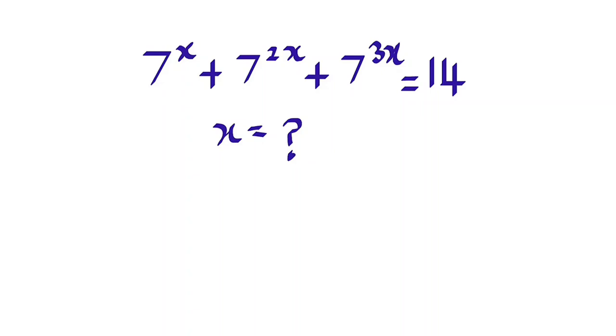Let's see how we can solve it. 7 to the power of x plus 7 to the power of 2x plus 7 to the power of 3x equals 14. So what's the value of x?